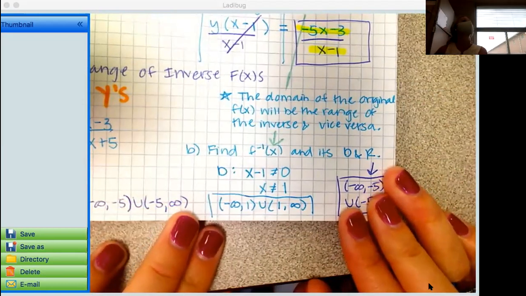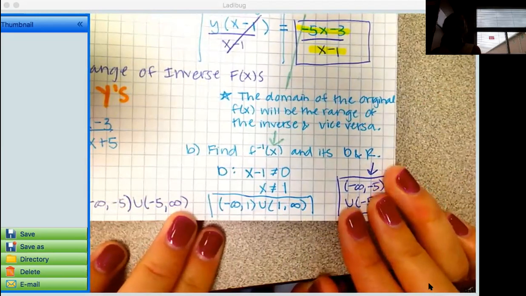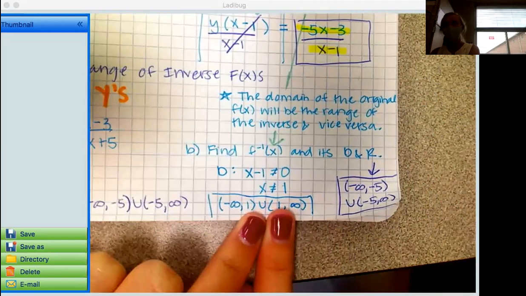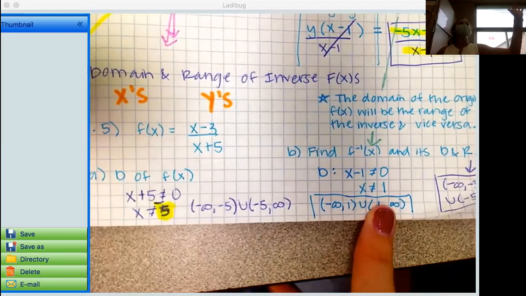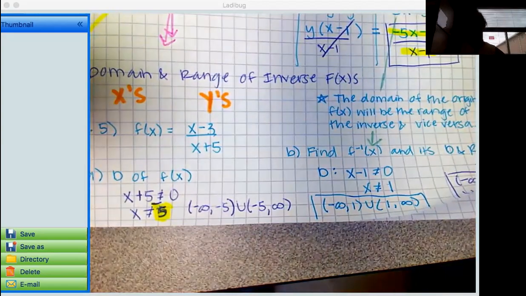I'm about to take it a step farther. It's okay, just look at it. If this is the domain of the inverse, that means it's the what of the original? Very good. Are we okay with domain and range? Are we sure? Beautimous. All right.